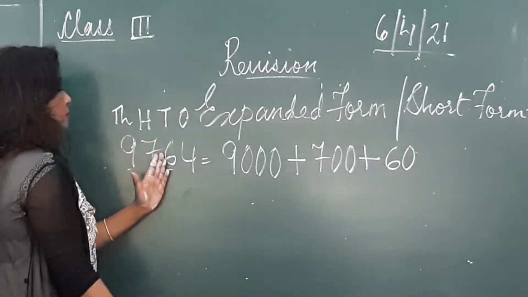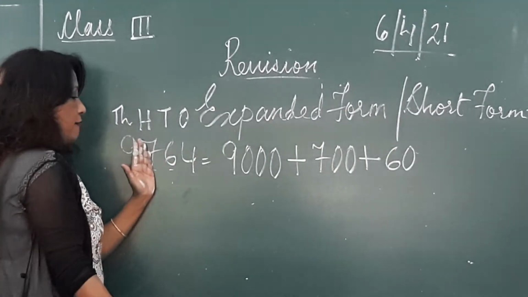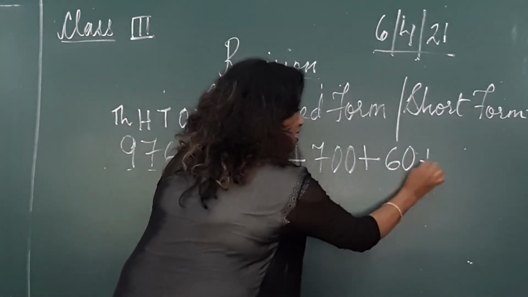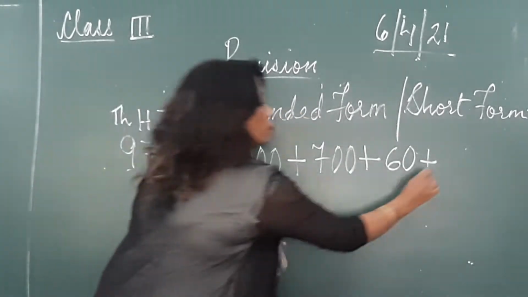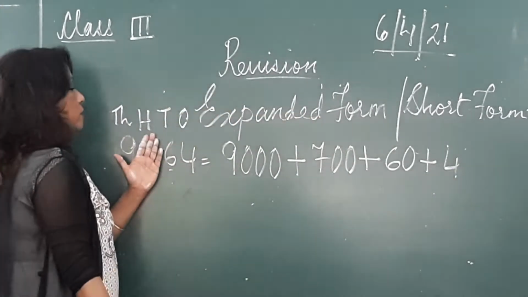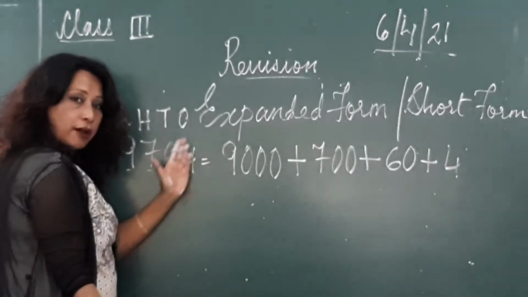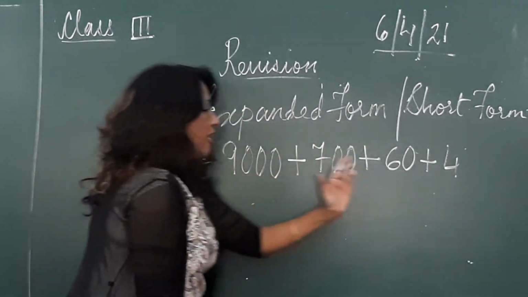Alright. Now we move on to the last number. We finished with 9, we finished with 7, we finished with 6. These we have to add. And the last number is 4. After 4, do you have any more place values? No. Any more digit after 4? No. So no 0 there. So this is called expanded form.